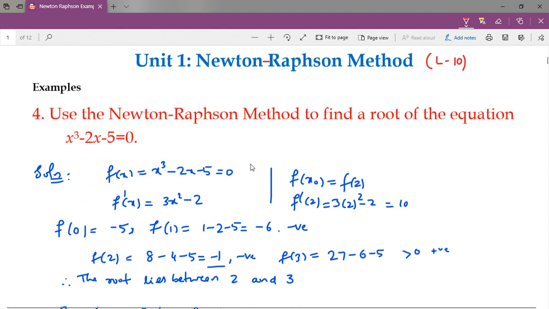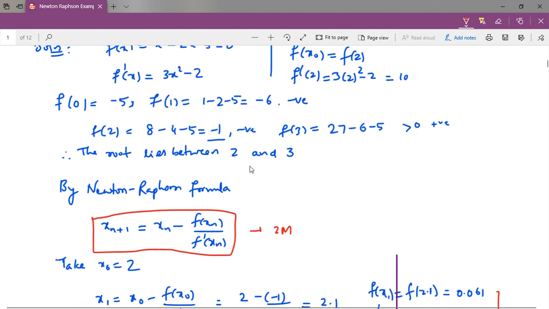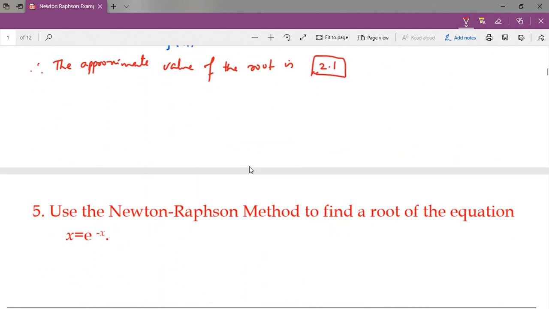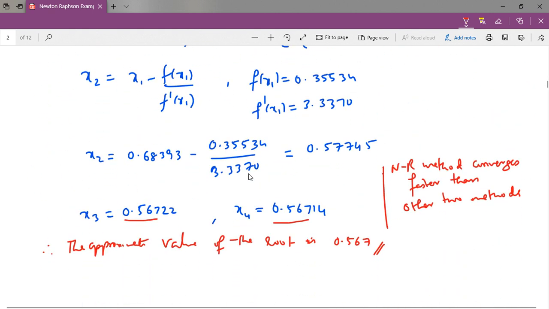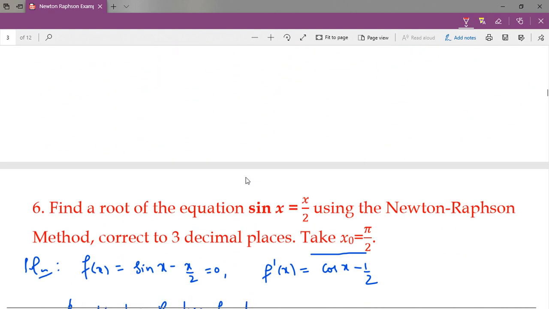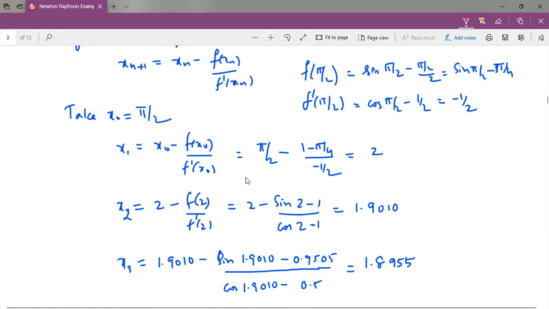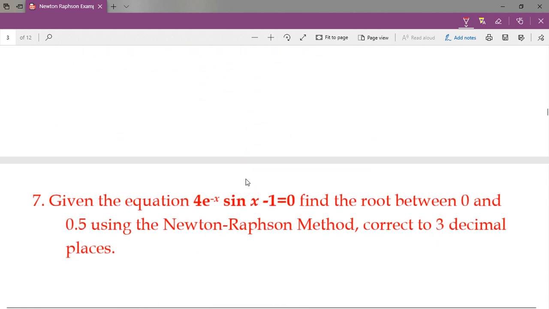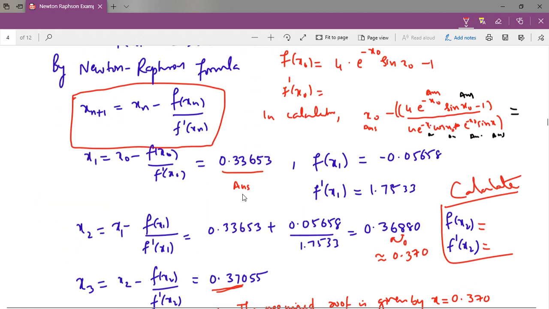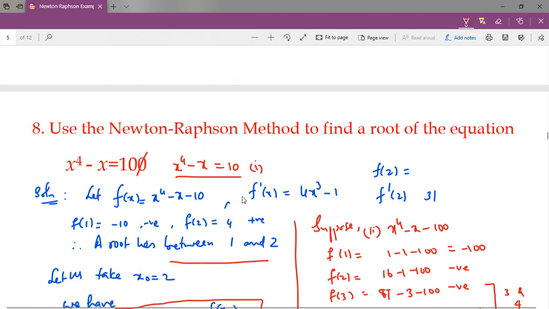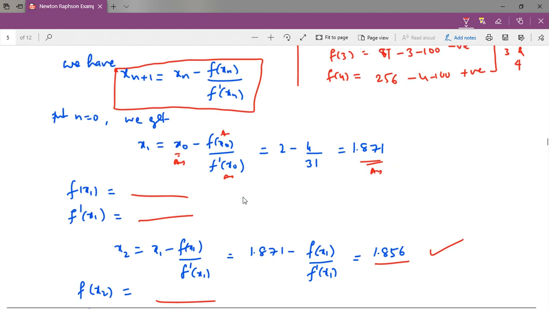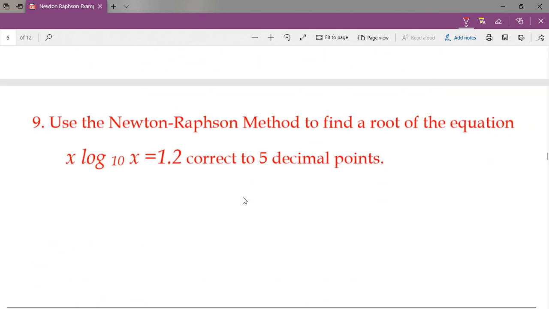We have seen the Newton-Raphson method and examples on the Newton-Raphson method. We had completed up to 8 examples till now. So now let us see in this lecture the 9th example on the Newton-Raphson method. These are the problems we have seen in the last lecture.